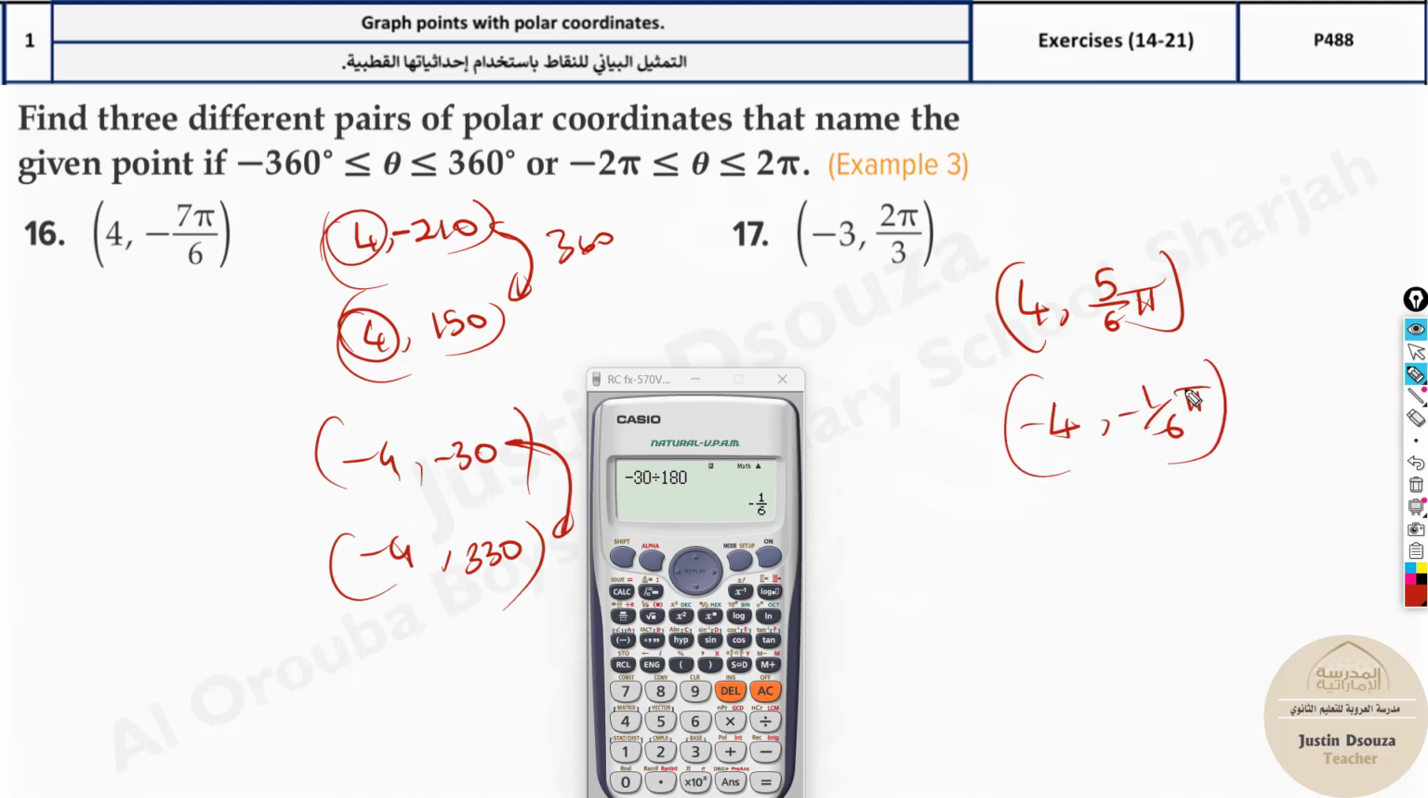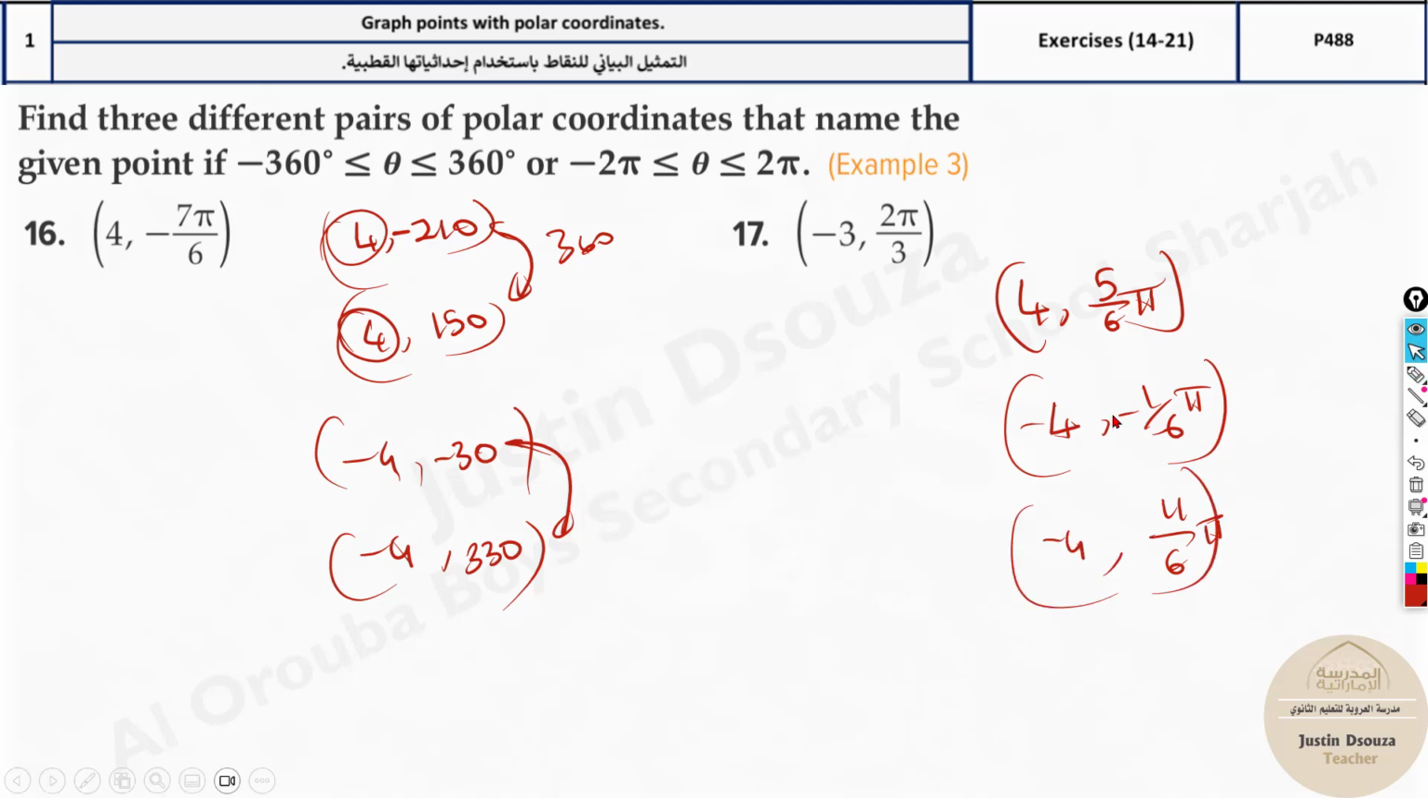Or pi by 6 is 360, right? And lastly over here, 330 divided by 180, it will be 11 by 6 pi. Now over here it's positive 11 by 6 pi. So these are the multiple representations.